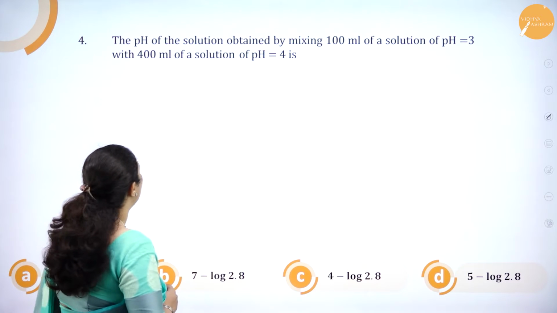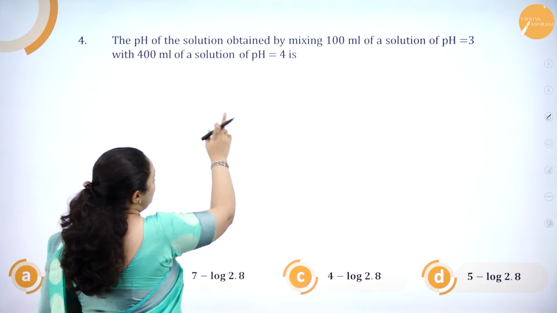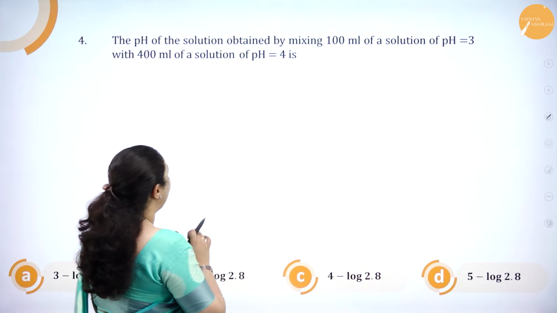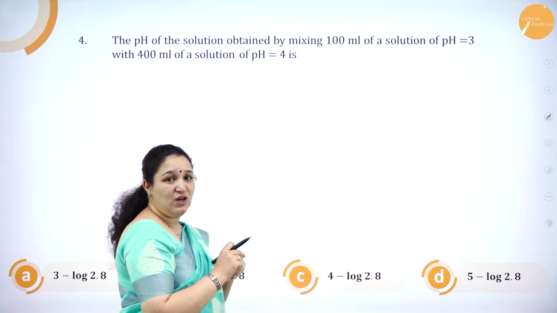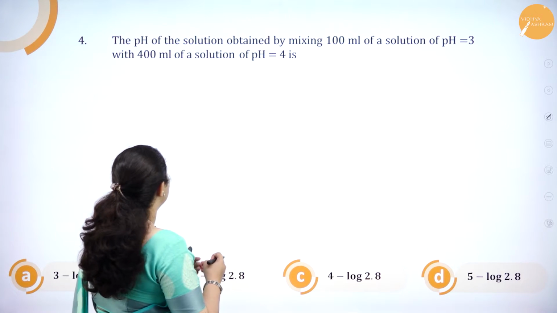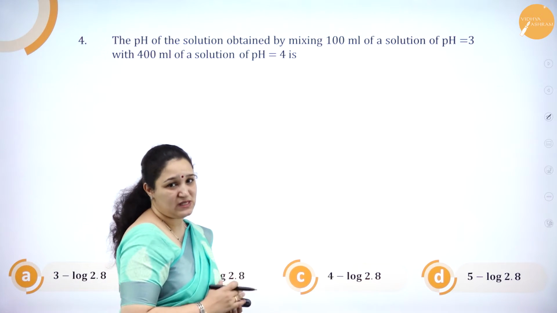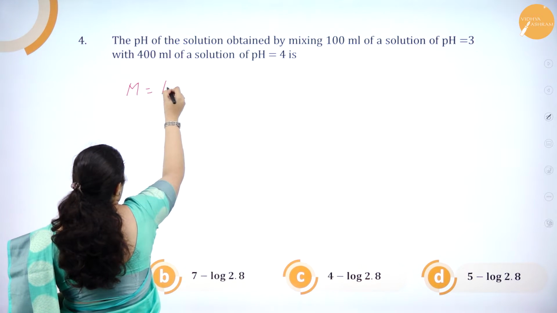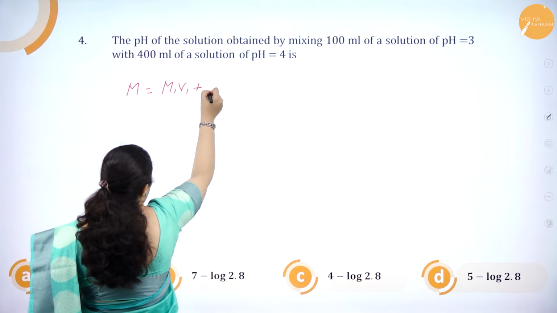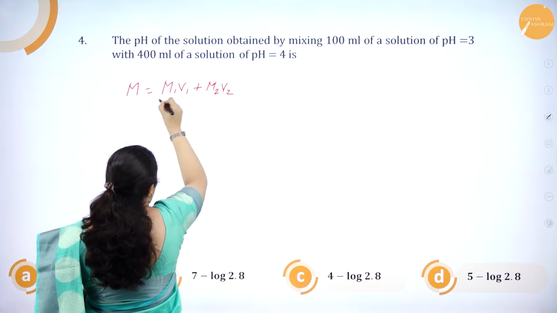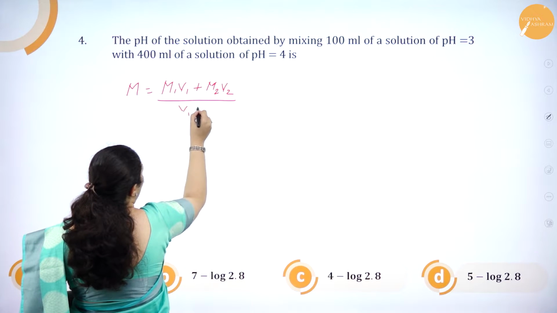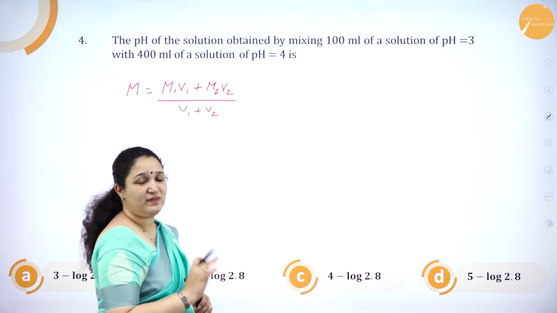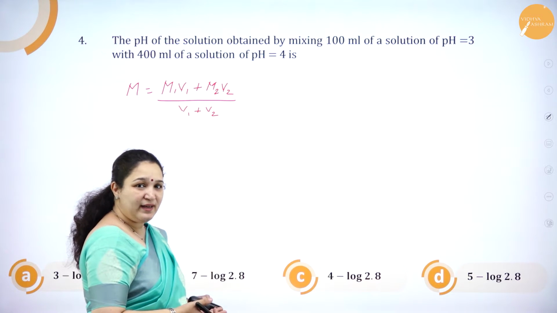Okay, so how exactly are we doing this? You have 100 ml of pH 3 and you have 400 ml of pH 4. You are mixing this, and you are going to find out what is the pH of the solution after mixing. So we'll have to use the formula M is equal to M1V1 plus M2V2 divided by V1 plus V2. That is, you are mixing two different solutions with different molarity. Molarity I can get to know how.